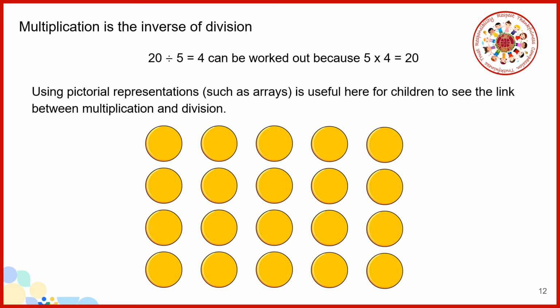Multiplication is the inverse of division. Even though division is not tested in the MTC, it's important that the children have a strong understanding of the connection between multiplication and division. For example, 20 divided by 5 equals 4 can be worked out because 5 times 4 equals 20.